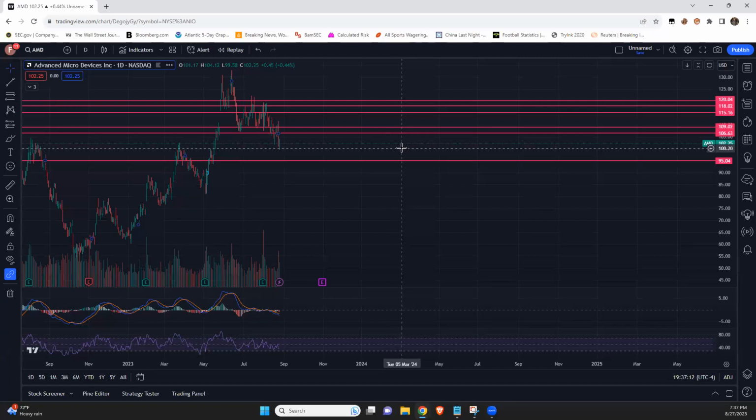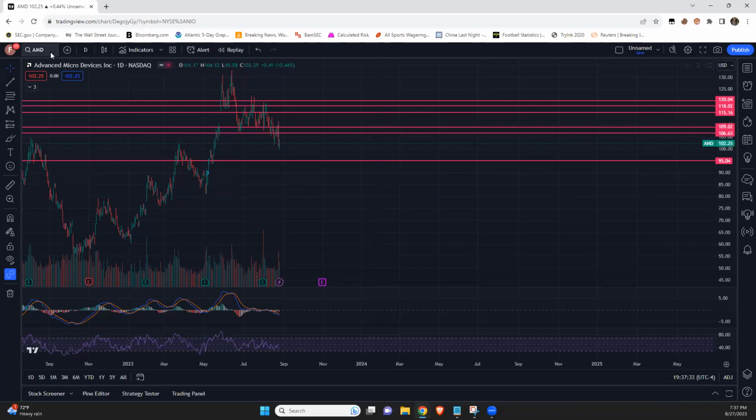Obviously, the big spot here that we're going to watch is that 105 area. We break over that, we could possibly test 108, 110. We're at a very critical spot at the moment on AMD. So I'm going to be a little bit nimble. I'm going to scale in accordingly, and I'm not going to try to force the trade itself, right?